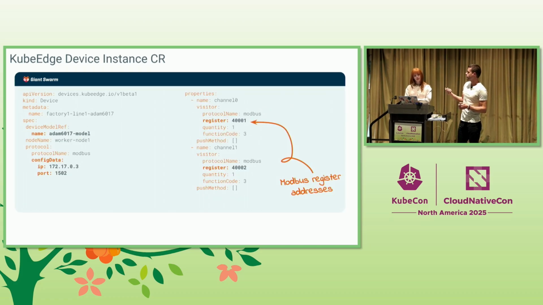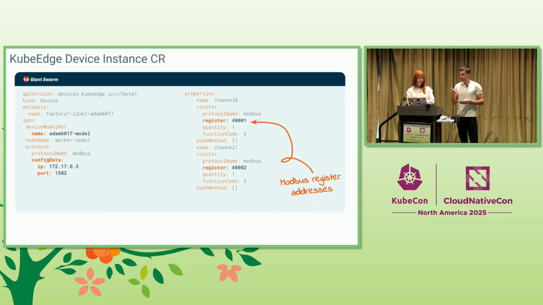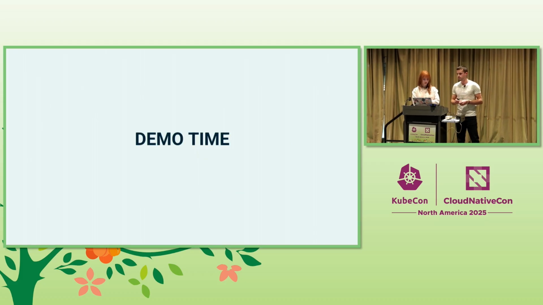And we'll see on the device instance that once we create it, we can map each of these Modbus register addresses to our properties. And we also have the config data on how to access that device on IP and port. But I think you guys came for a demo, so let's try to look into this and make it happen.